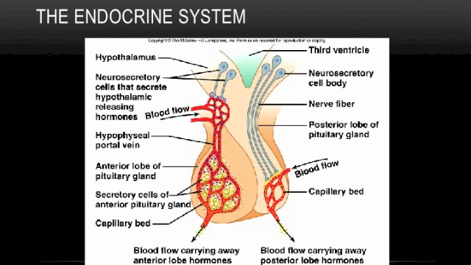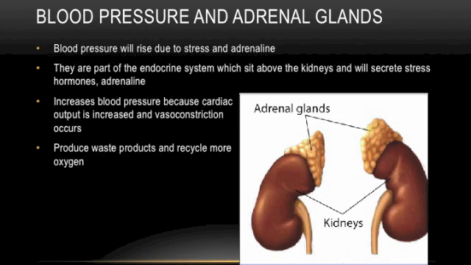Adrenal glands produce their hormones in response to stress. They are part of the endocrine system, which sit above the kidneys and will secrete stress hormones called adrenaline. Adrenal glands will protect the other organs and tissues from the consequences of stress and then guide regulatory systems back to maintain homeostasis. They respond to stress in three main stages.